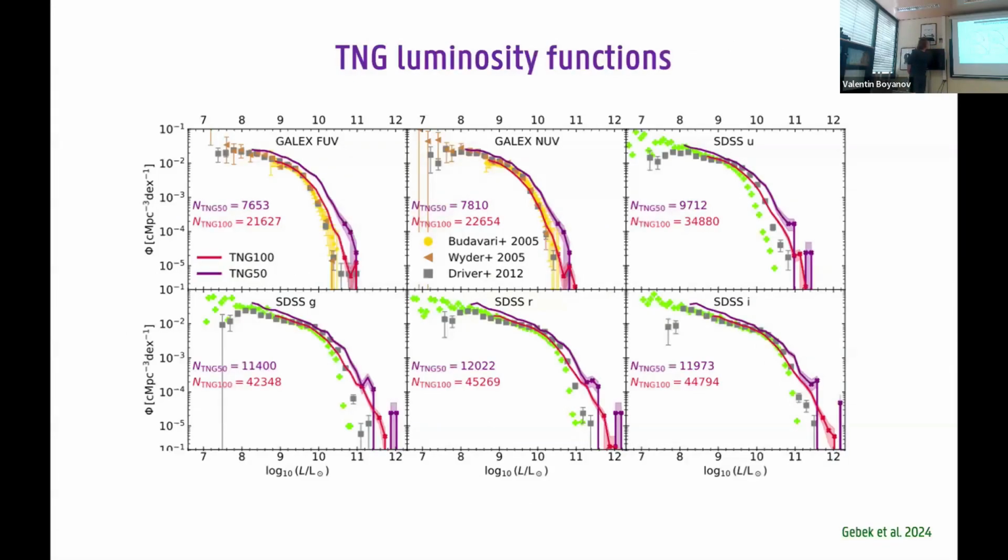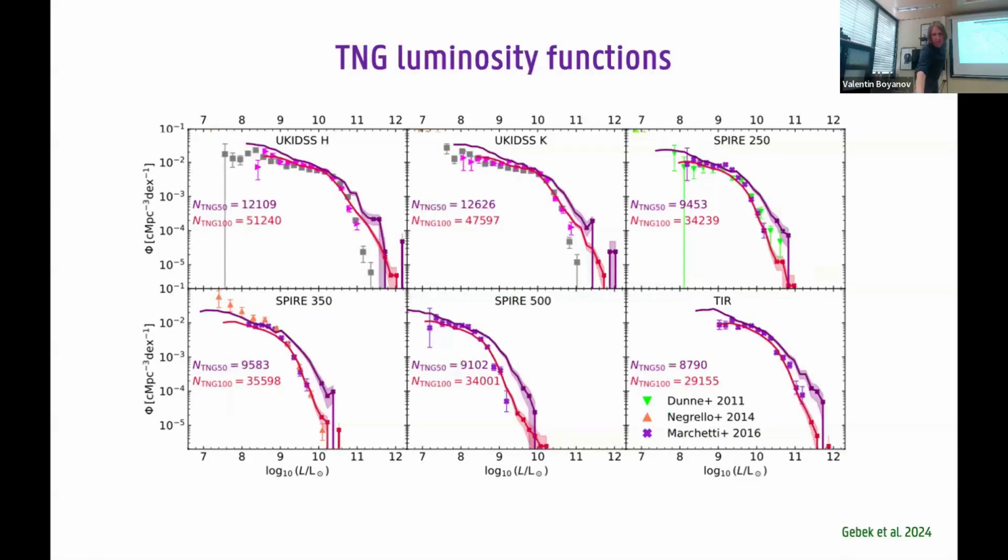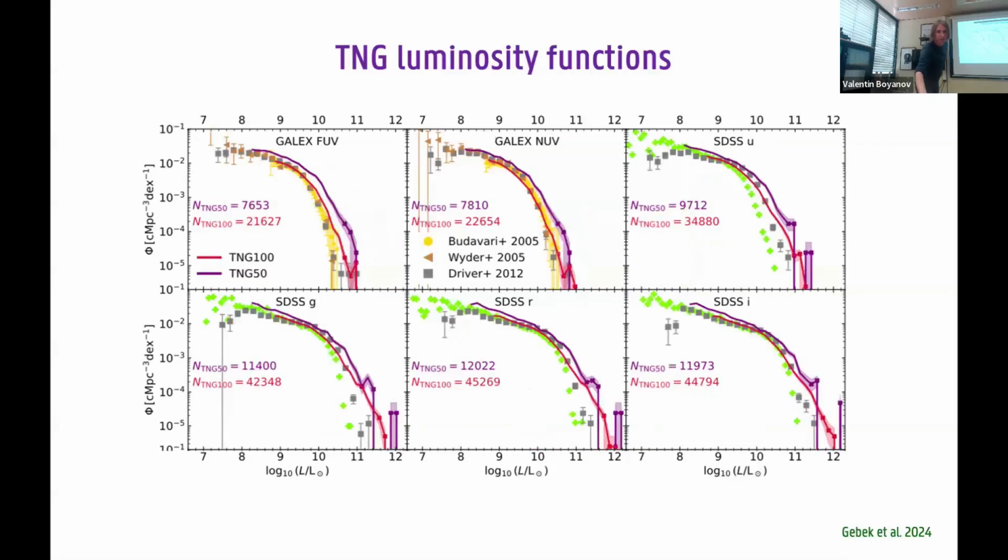This is a figure from a paper from one of our PhD students that's been submitted, where he looks at the luminosity functions in the local universe. That's just the number of galaxies with a given luminosity in a certain band. This is all the way from far UV to the I band, and if you go down here, it's all the way to the far infrared. You see the data are again the squares and some of these symbols here.